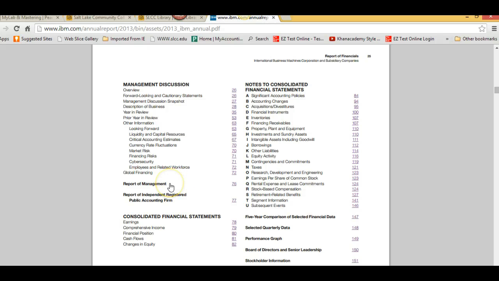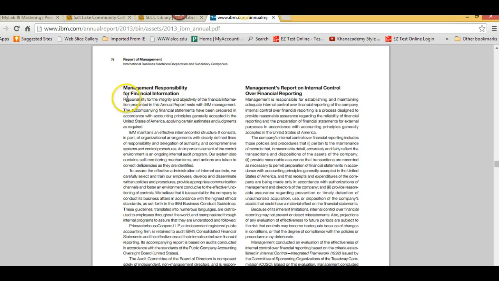Next is the report of management that was talked about in chapter 3, and the report of the independent accounting firm. Let's buzz to the report of management. What I want to point out for you is IBM, in writing in their annual report, takes responsibility for the financial statements. The company is responsible for the accuracy of their financial statements, and that's what they tell you in the report of management. There's also a management's report on internal control. This comes from Sarbanes-Oxley law and the fiascos of the last decade, and now management is required to show that they have adequate internal controls over the financial reporting of the company.